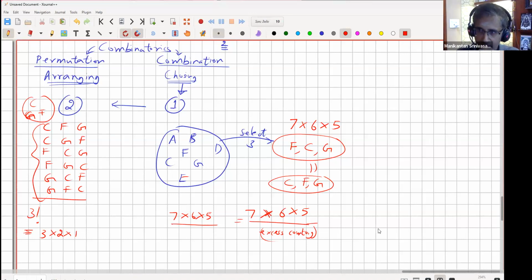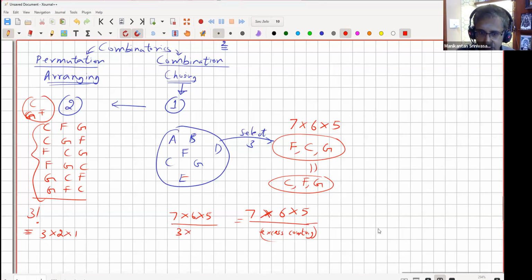So in summary, if I already have a small group that's chosen, the way in which I can arrange them is 3 factorial ways, right? And that's the number of times I'm over-counting, right? Does this make sense? So we are over-counting by 3 into 2 into 1.